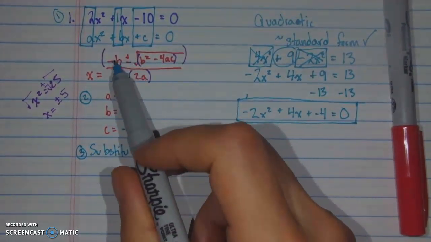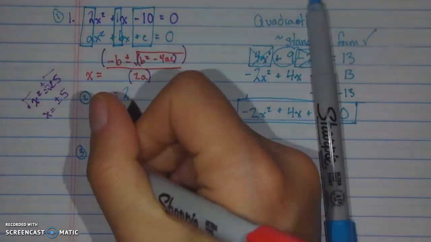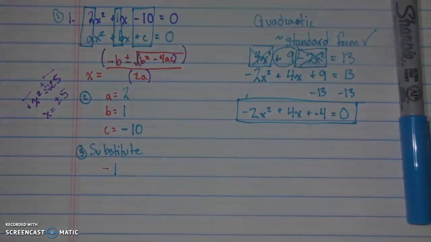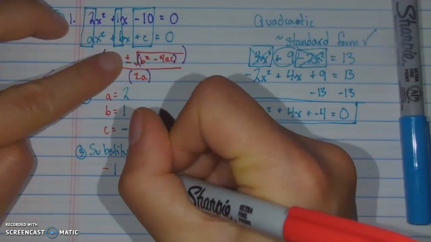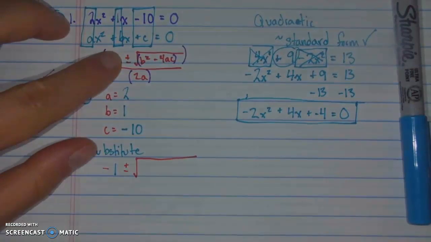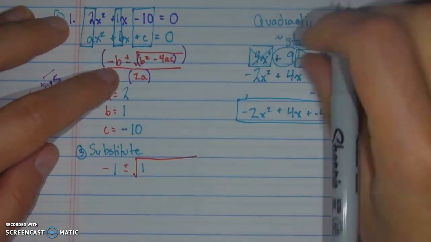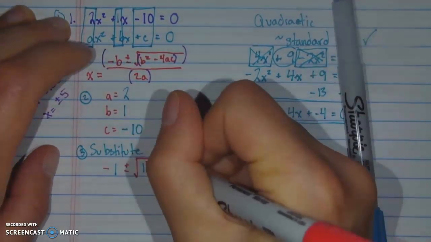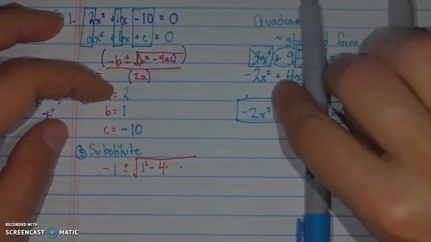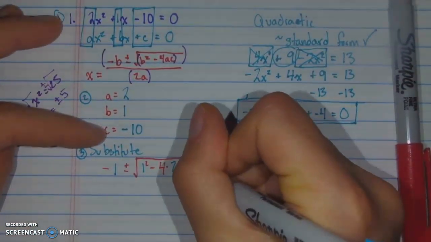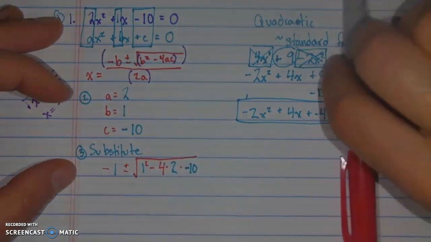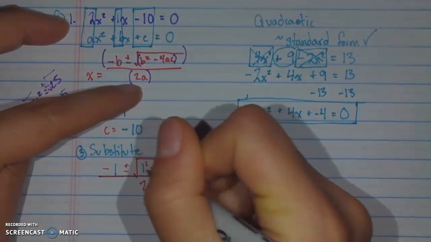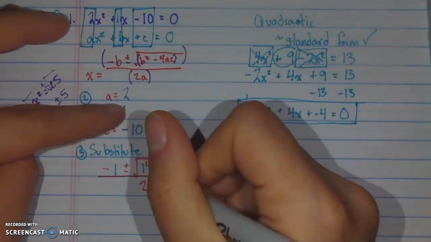So here I know I want negative b. So I'm going to start with negative whatever my b is, and that is 1. Plus or minus the square root of b squared, 1 squared, minus 4 times a times c, and a here is 2, c is negative 10. Now all of this is going to be over 2 times a, which is 2.